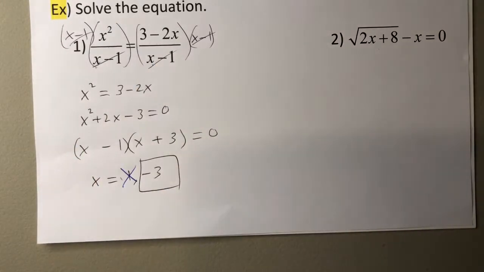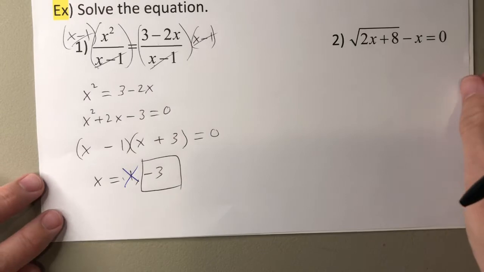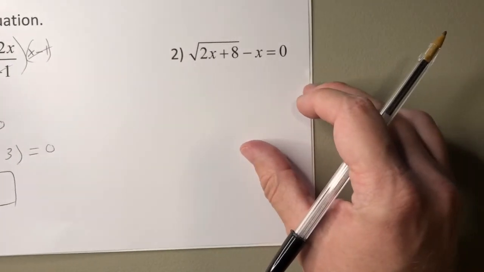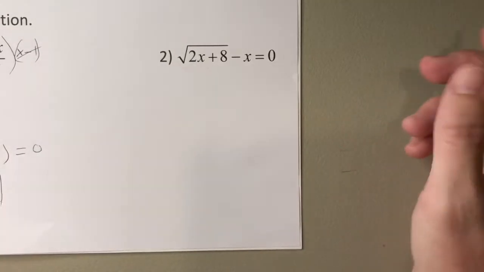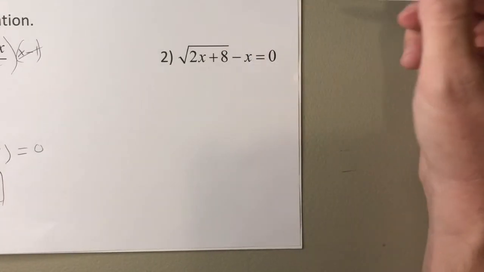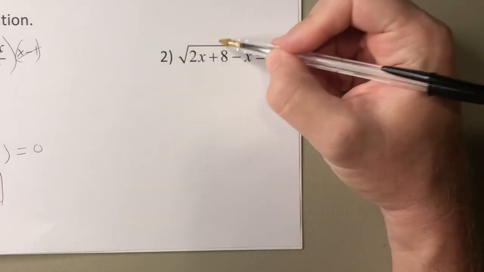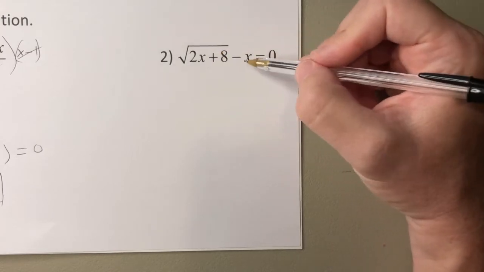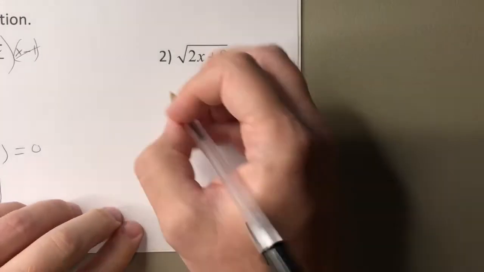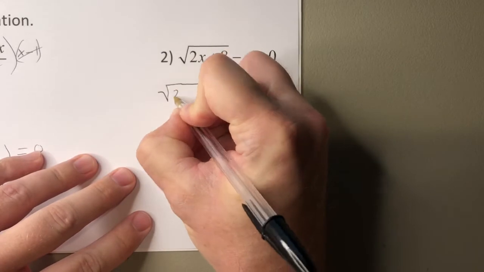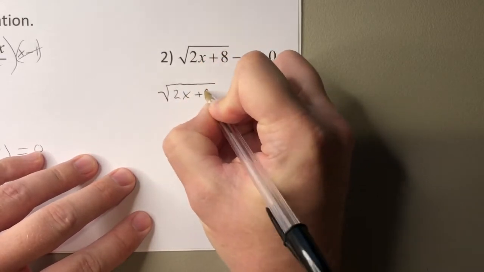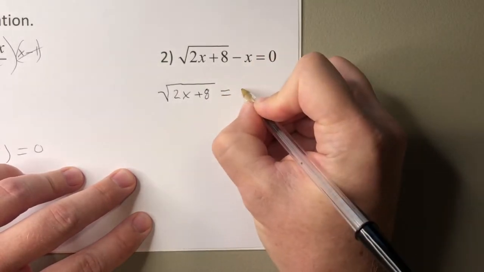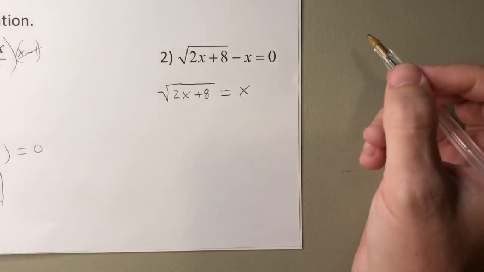So your only solution here is negative 3. Negative 3 works. All right, finished with number 1. Moving on to number 2. This will be our final example in section 1.8. So what in the world are we going to do with this one? We have a radical involved. I know I can get rid of this radical if I square it, but I don't want to square it yet because I have a minus x attached to it. So let's go ahead and rewrite the square root of 2x plus 8. And then let's add x to both sides, okay? And that would give me this.